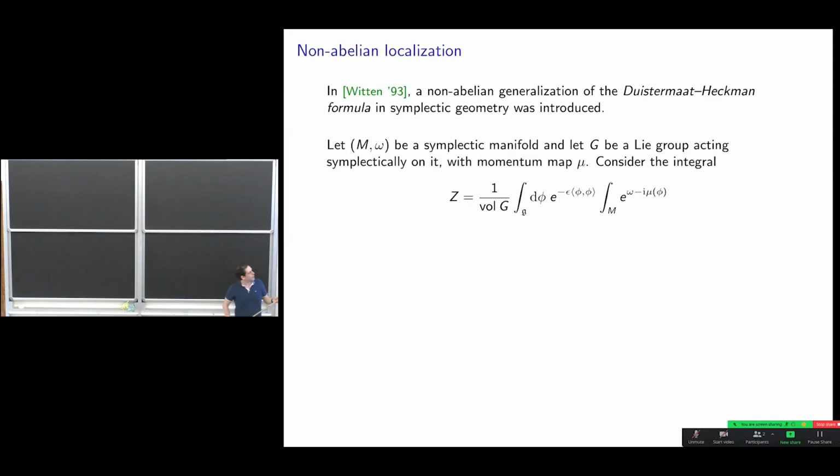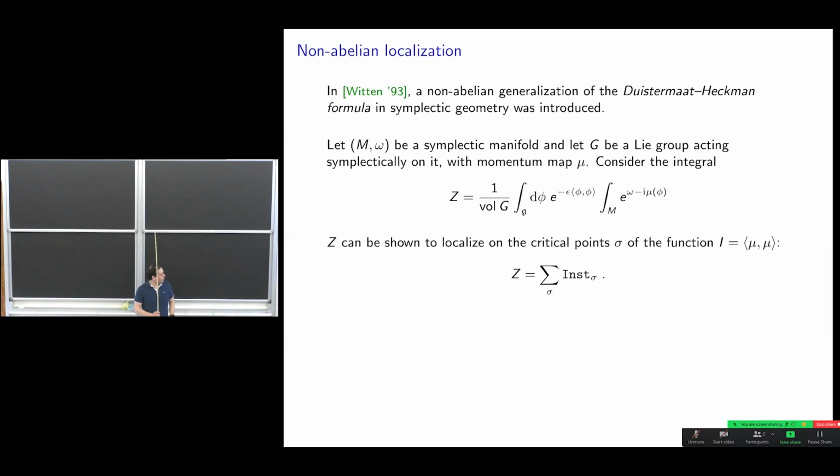And then you integrate over the symplectic manifold M, where at the exponent you have the symplectic form plus a term that serves the purpose of making the whole thing equivariantly closed. This is the equivariant extension of the symplectic form omega under the action of the Lie group.